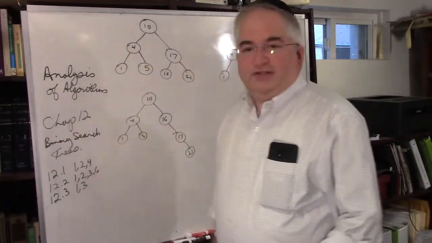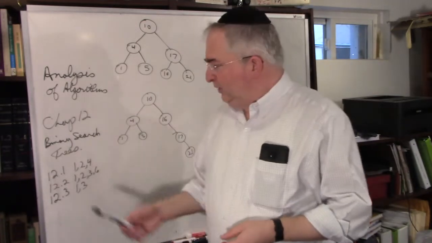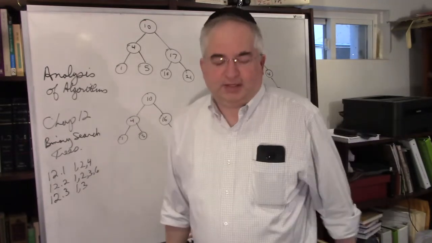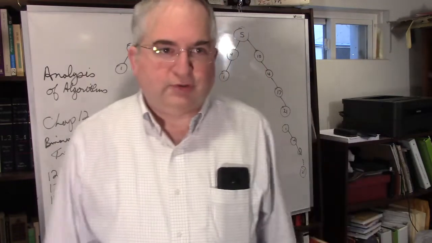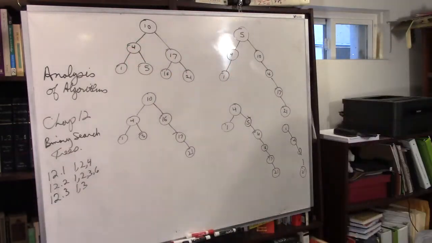Hello, this is Analysis of Algorithms. We're dealing with Chapter 12, which is about binary search trees. We're going to do these problems. And as always with the homeworks, first do the homeworks on your own and then check the answers here. Okay, great. So let's start with section 12.1.